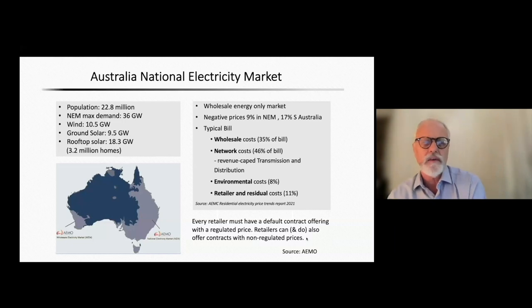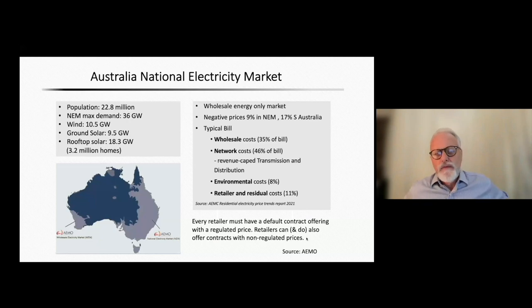It's interesting to look at a typical electricity bill, which would be made up about 35% of energy costs, the wholesale energy costs. The network costs are surprisingly high, 46% of the bill for transmission and distribution. They're subject to revenue cap regulation. And in some view, perhaps Professor Mountain can talk about that a bit, I think represents some kind of regulatory failure or capture, seeing those high prices there. Environmental costs around 8% and retail and residual costs about 11%.